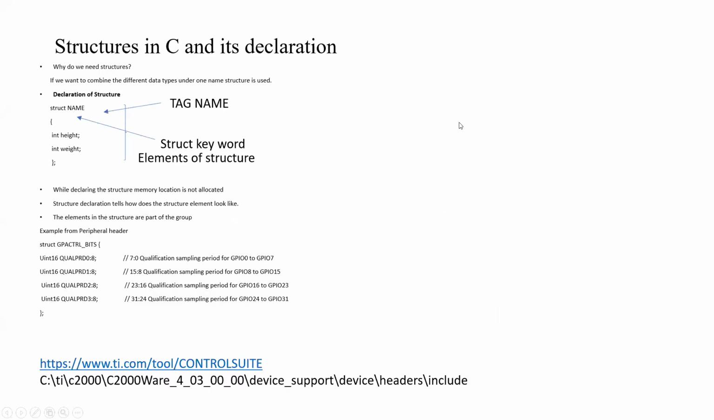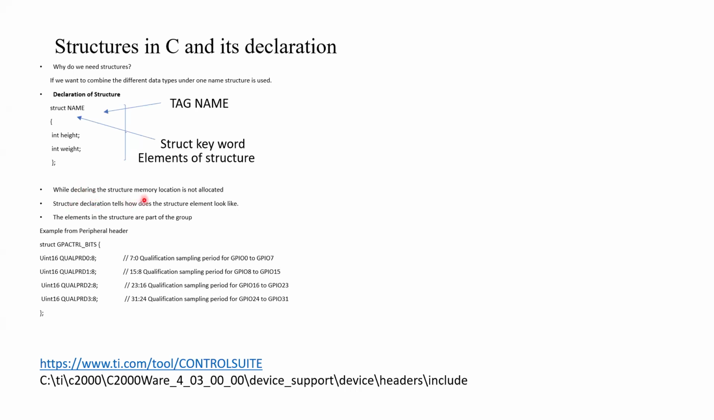So let's try to understand what structures are. Structures in C and their declaration, right? First of all, why do we need structures? If we want to combine different data types under one name, a structure is used, right? Let's assume that you have different data types, like char, and inside a structure, another structure, different data types. Then you can club everything under one structure. That is the purpose of having a structure.